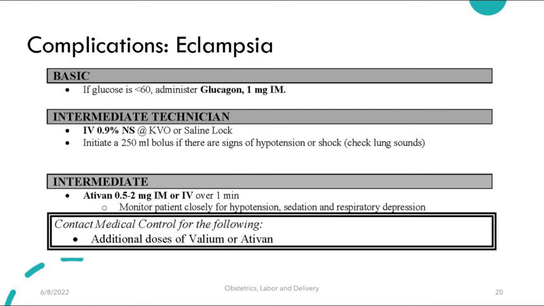At the basic level, we can also give glucose if they are hypoglycemic, and you can give glucagon 1 milligram intramuscular, so you can still give glucagon to a pregnant woman. At the intermediate and above level, if the patient is seizing, we can also give Ativan, and if you need to give repeat doses, they ask that you call medical control here.